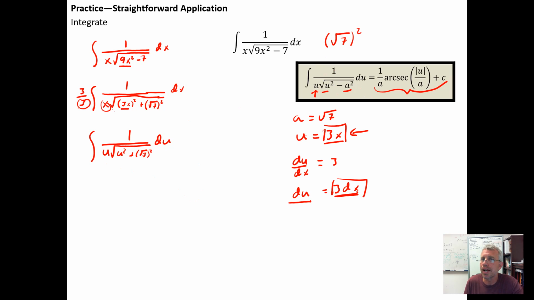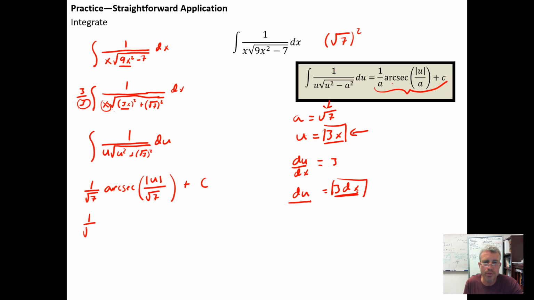And now we are exactly in the form that we see right here, so we can go ahead and apply the formula for the antiderivative. So we're going to get 1 over a, but a is the square root of 7 in our example. And then it's going to be arc secant, or inverse secant, the arc secant of the absolute value of u, all over a, but a is the square root of 7 in this example, and we get plus that constant of integration. And now it's just a matter of replacing our u sub that we did in the beginning.